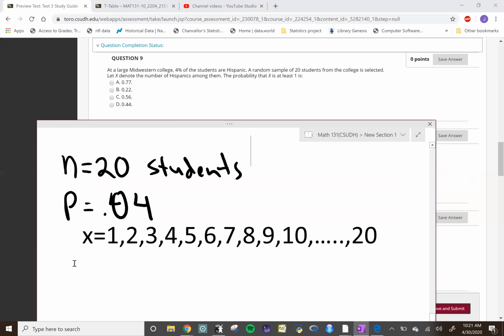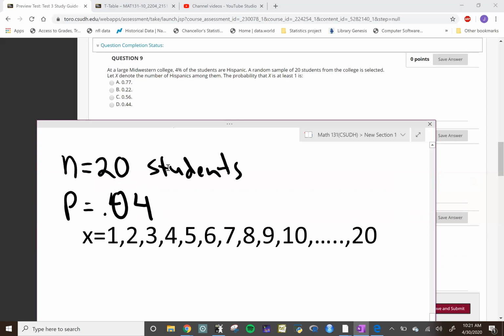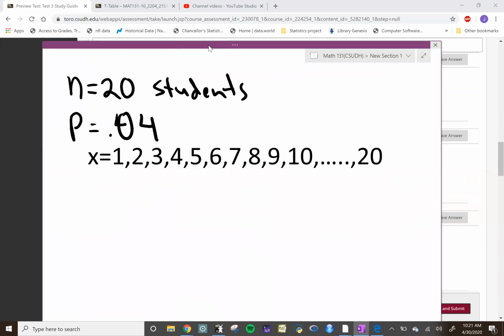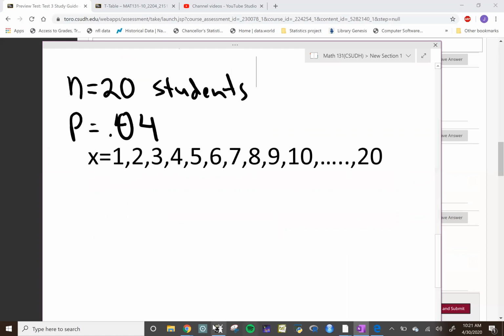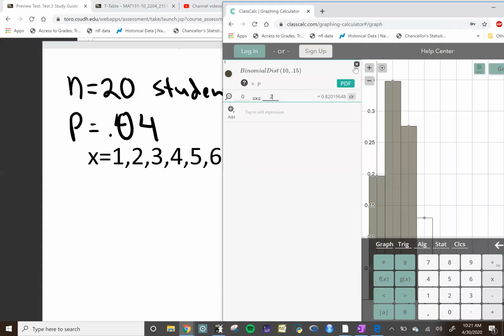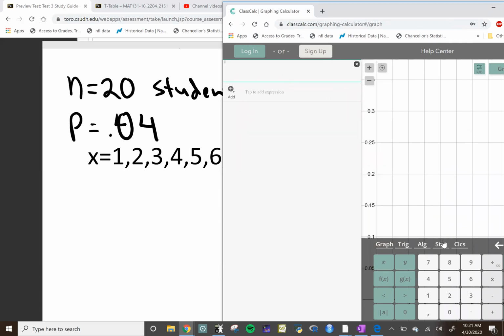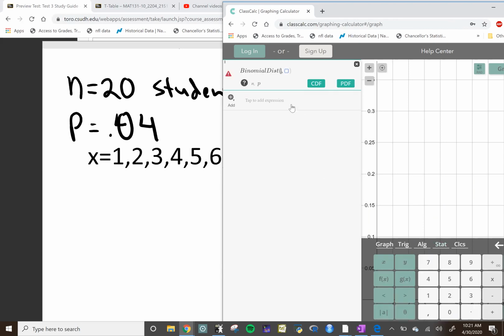So this is a binomial distribution again. Since this is a binomial distribution, I'm going to do this in ClassCalc. In ClassCalc, since I'm doing a range from 1 to 20, you want to use the CDF option. So let me find ClassCalc. There we go. Once again, you go to stats, you go to distribution, you go to binomial distribution, n is equal to 20, P is equal to 0.04.